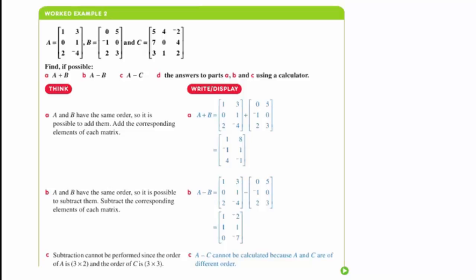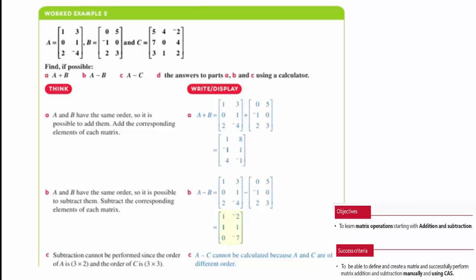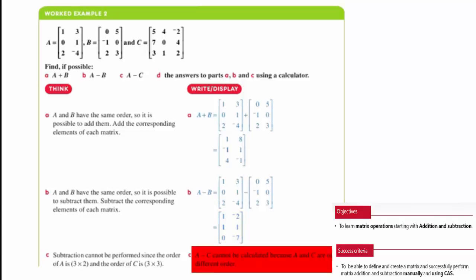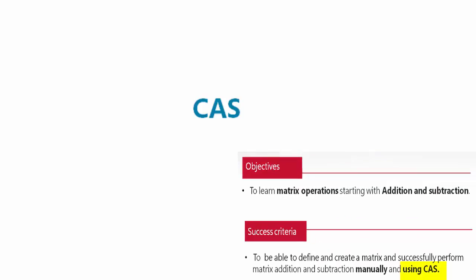We get the result. A minus B, we just subtract them. So for some values we might get negative, and we get this. And then they say A minus C. For A minus C, they are different order, so we cannot calculate A minus C. And now we'll do the same operations in the CAS calculator.